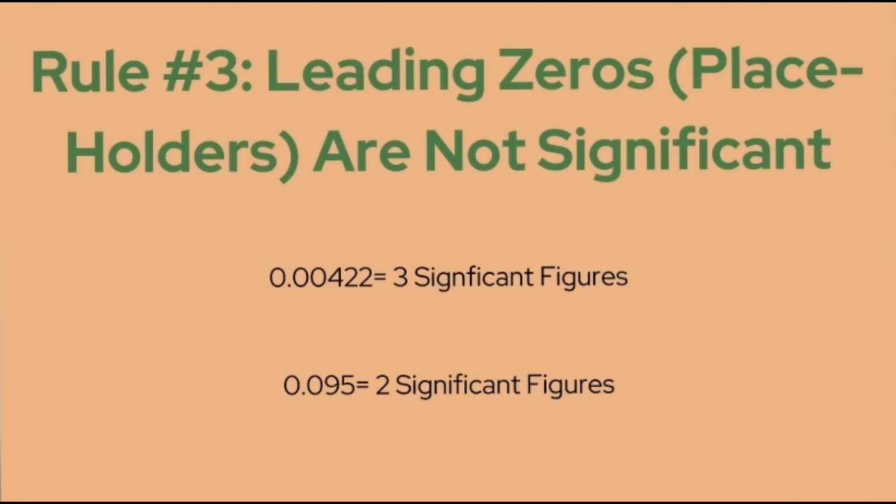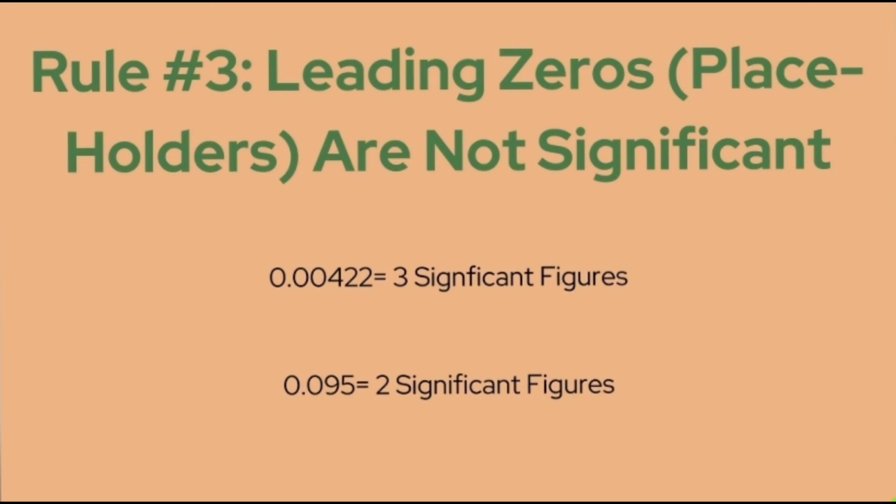Rule number 3 for significant figures is that leading zeros, also known as placeholders, are not significant. A trick that you can use that's quick and easy and can help master this rule is don't start counting significant figures until you reach a non-zero digit, because that means all those zeros leading up to non-zero digits are not going to be significant. So essentially, just don't start counting significant figures until you see a non-zero digit.